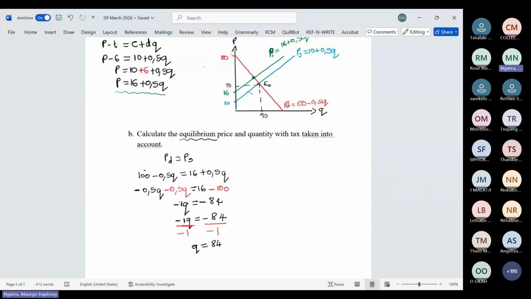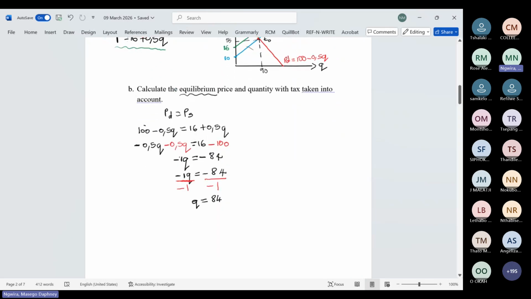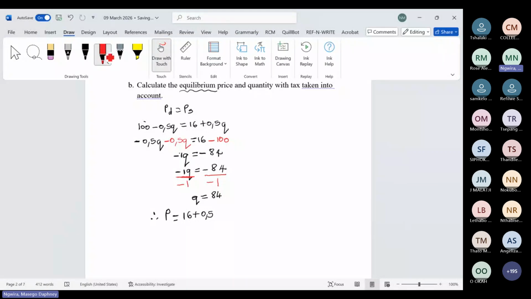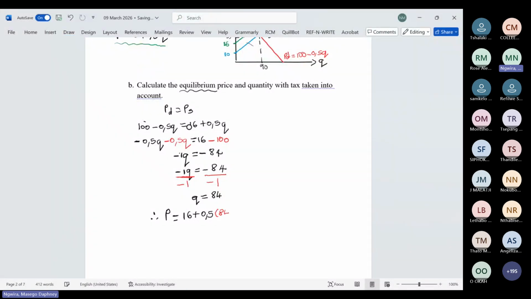Therefore, we're looking for the price. So quantity is 84. Now we look for the price. So you choose which formula to use. Let me use the one of 16 plus 0.5Q. Wherever I see Q, I put 84. So this will be times 84. I'm using the supply function of the new one. The answers must be the same. So P is equal to, I'm going to get 58 if I'm not mistaken.